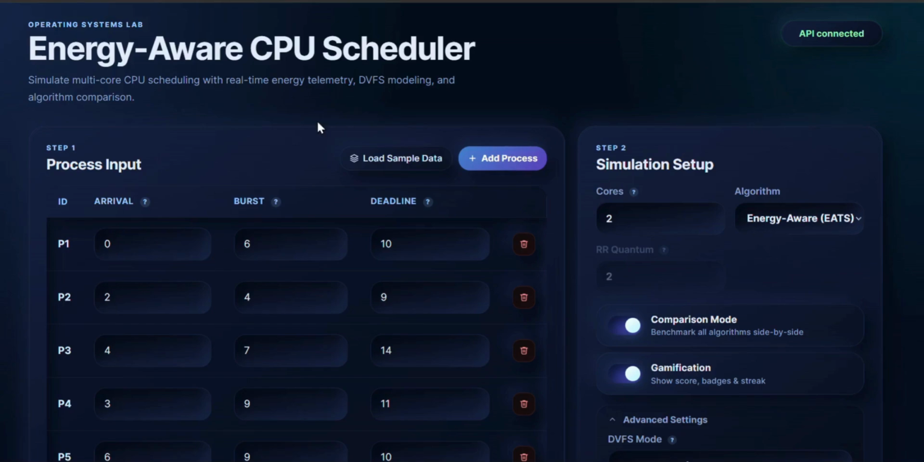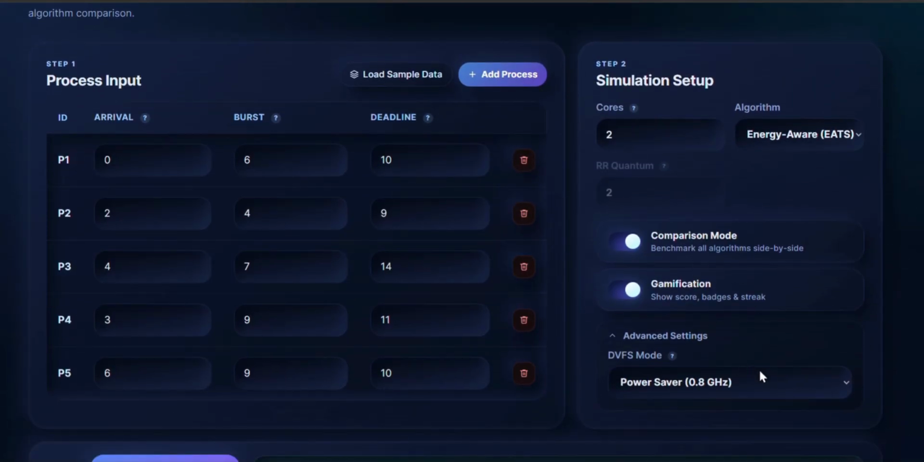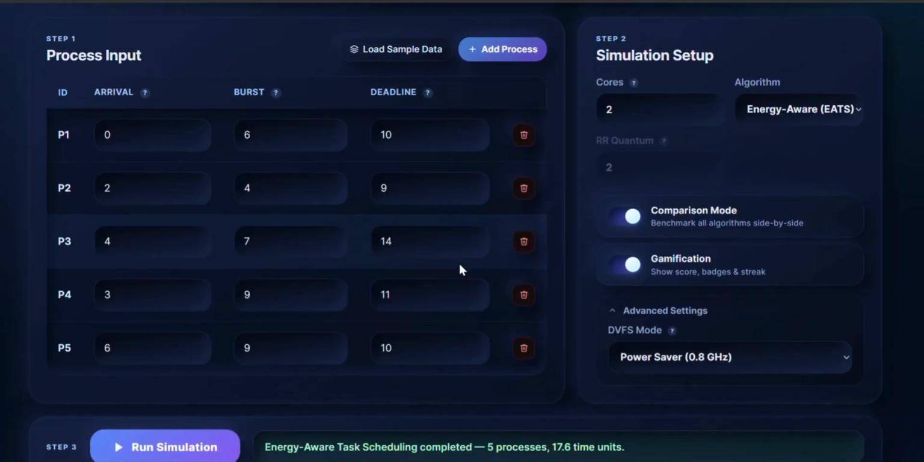My operating systems project, an energy-aware CPU scheduler. The goal of this project is to simulate multi-core CPU scheduling while also optimizing energy consumption using DVFS, which is dynamic voltage and frequency scaling. Let me walk you through the system.